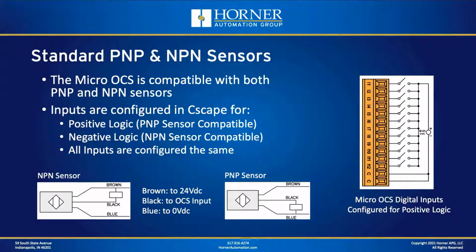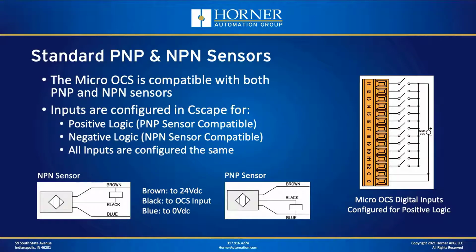And then the common connection is made separately. On an NPN sensor, it's actually the common signal that's being passed from the sensor into the input pin of the OCS. PNP, also called positive logic, is far and away the most popular, and it's what most people use nearly all the time. And I mentioned before, all inputs are configured the same.